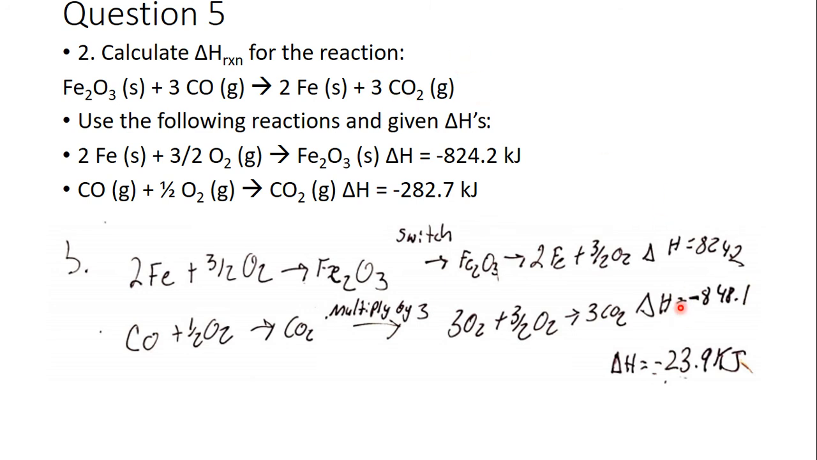And for the delta Hs, you just add them up. So the delta H, or the heat change in this reaction, is negative 23.9 kilojoules.